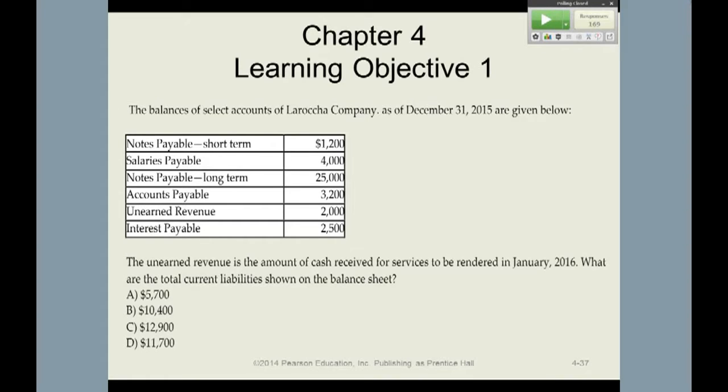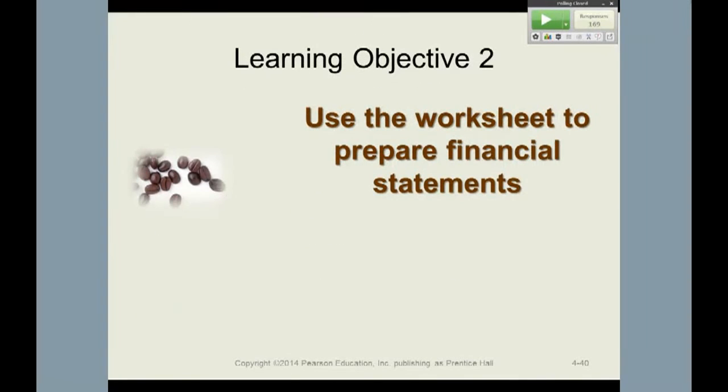All liabilities here are current except for the note payable. Okay, now let's go to next.